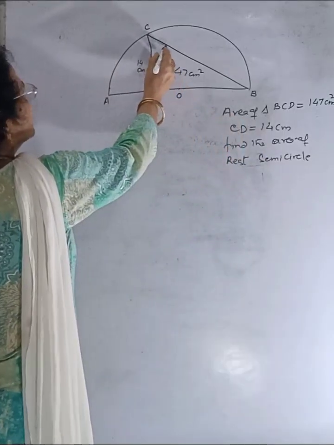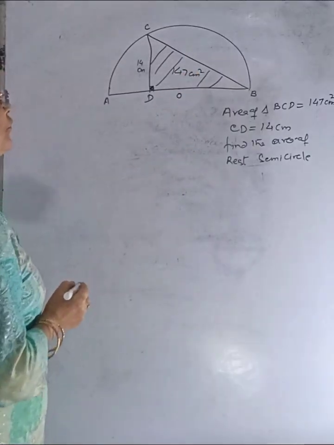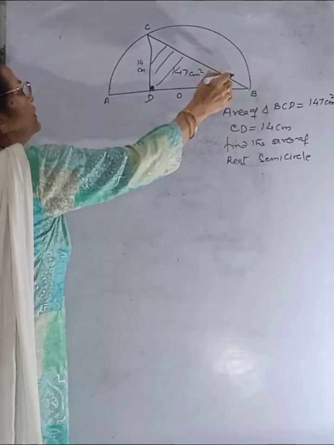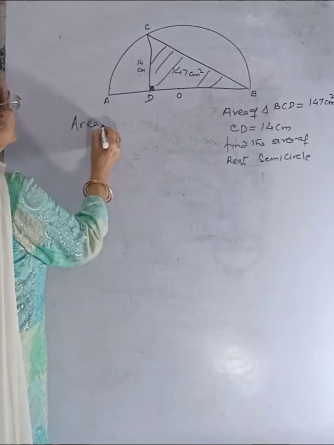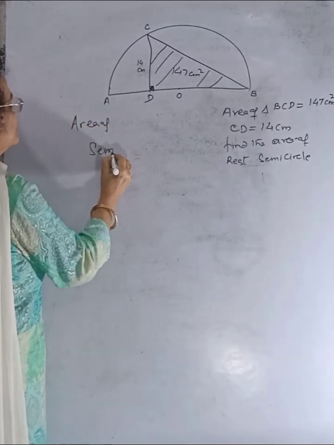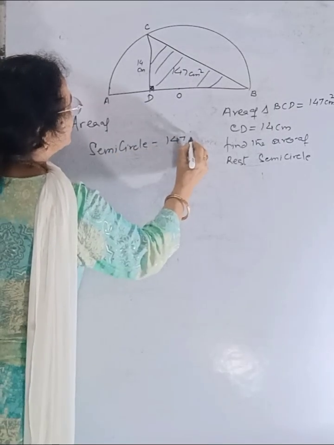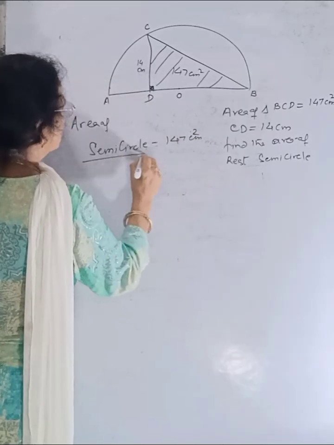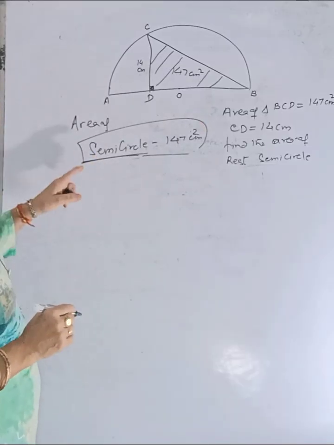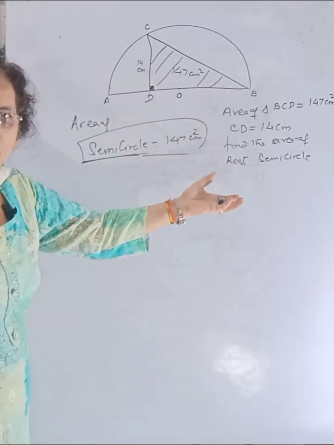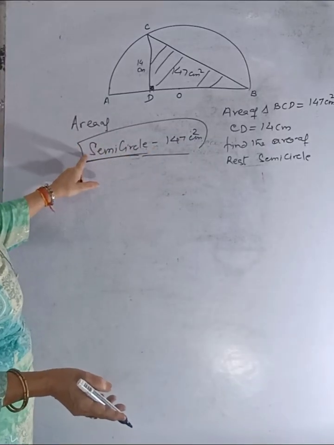Rest semicircle means excluding this triangle. We have to find the area of this portion excluding this triangle. It means the area of the semicircle minus 147 centimeter square. This is to be obtained. First, 147 will be subtracted later on. First of all, we have to find the area of the semicircle.